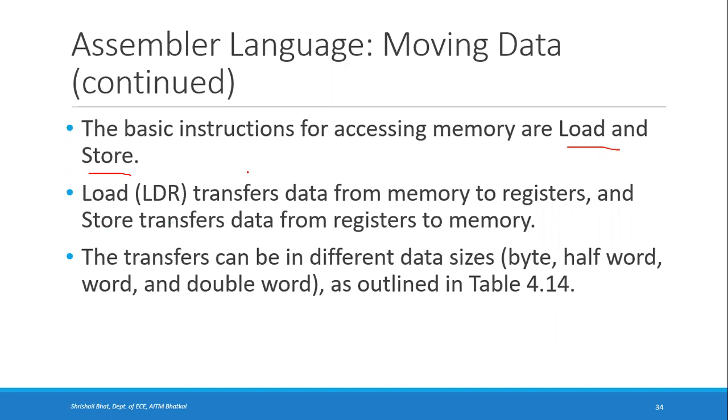Load transfers data from memory to register. From a memory location, if you want to copy to a register, it is a load operation. From a register, if you want to copy to memory, it is a store operation. The transfers can be in different data sizes. It can be a byte, a half word, a word, or a double word. We will see that in the next table.